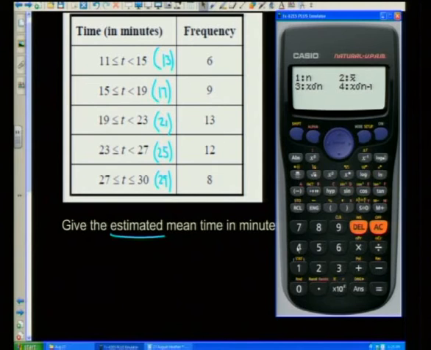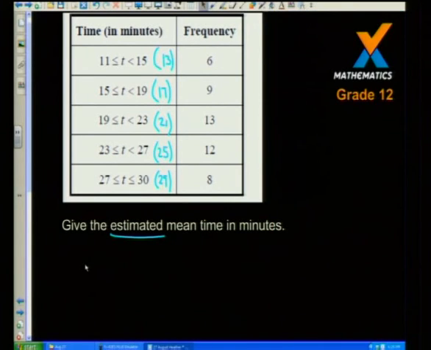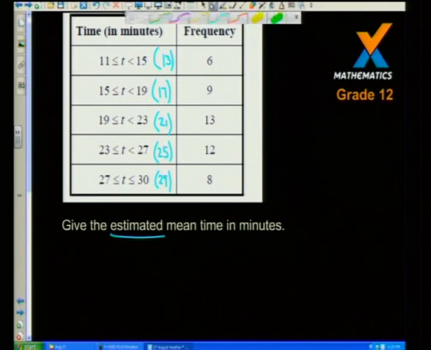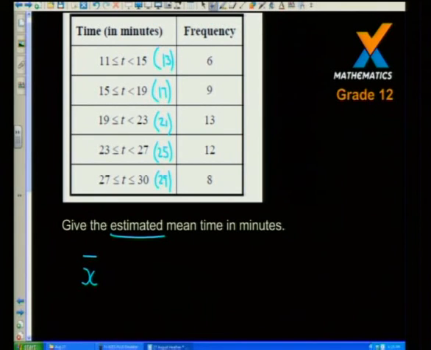Now notice that number 2 is my x bar, and that's mean, and it tells me that my mean is 21,58. So my mean is 21,58. Okay? Now remember, it's an estimated mean. It's not the exact mean.